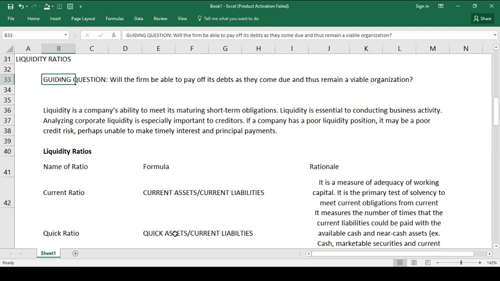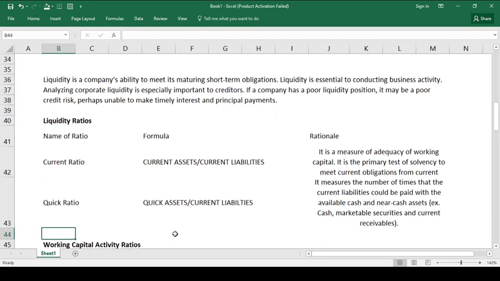If a company has a poor liquidity position, it may have a poor credit risk, and perhaps it will be unable to make timely interest and principal payments. So take note, pag hindi liquid ang company, posibleng walang magpautang. If not naman, mayroong magpautang, the company cannot pay its interest on a timely basis and even its principal payments. Okay, under liquidity, we have only two ratios, the current ratio and the quick ratio.